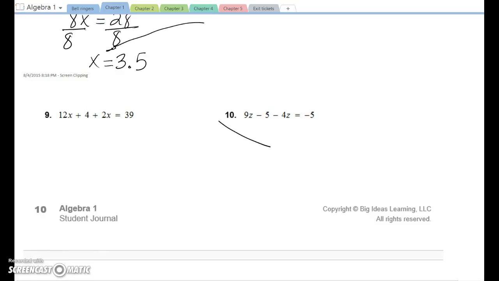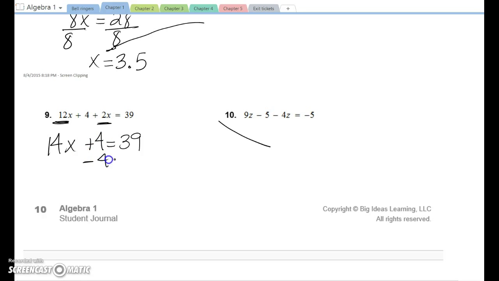Okay, number 9. So number 9, look at your right-hand side. That's where your variable is. And you notice that there's two sets of x's. There's a 12x and a 2x. So first you need to combine those like terms to make that into 14x. And then just rewrite everything else. I want to see you rewriting stuff. Okay, now it's a problem like we've done before.